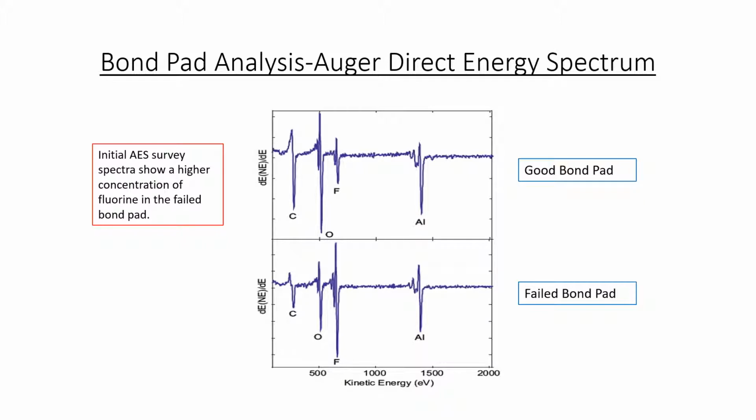The initial Auger survey spectra of a good bond pad versus a bad bond pad shows a higher concentration of fluorine in the failed bond pad. Now mind you, neither is supposed to have fluorine on them, but in the good bond pad, I guess it's low enough where it doesn't affect the performance.